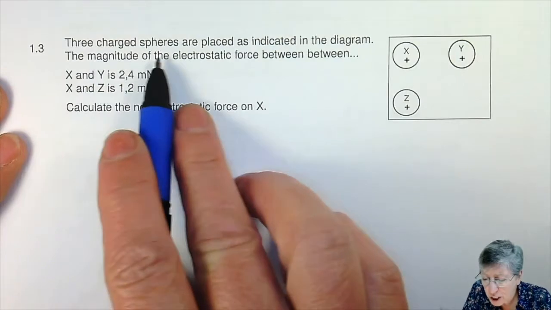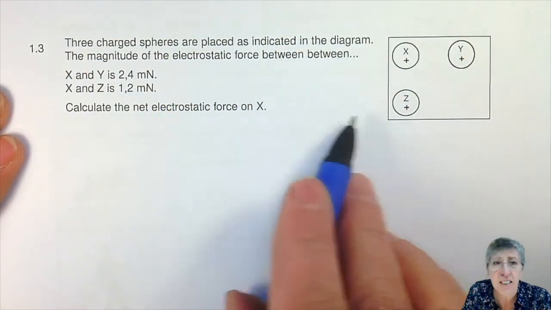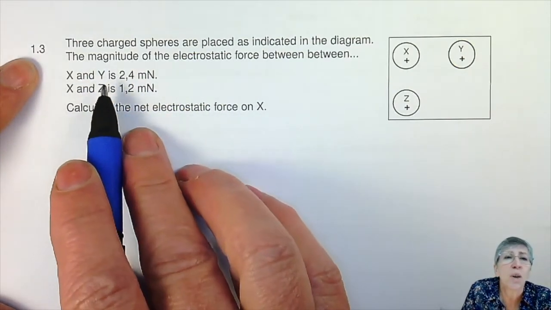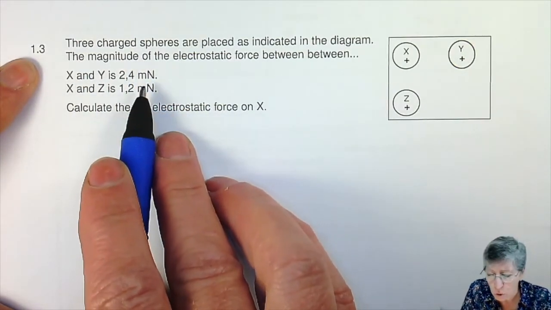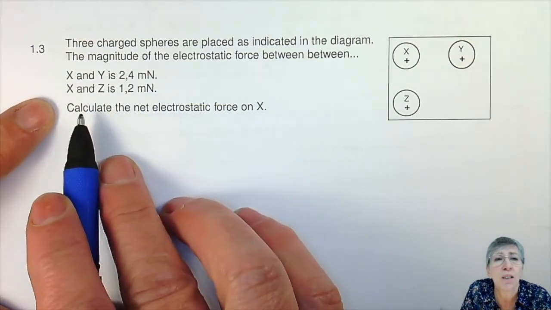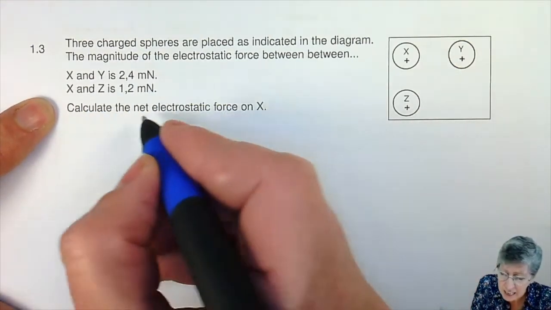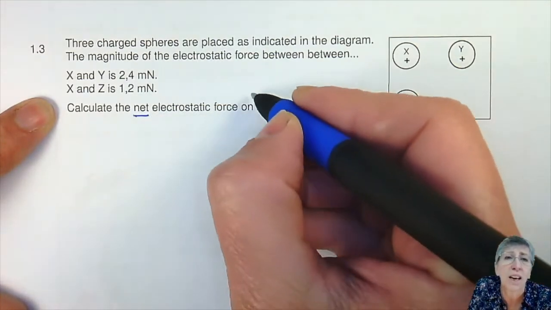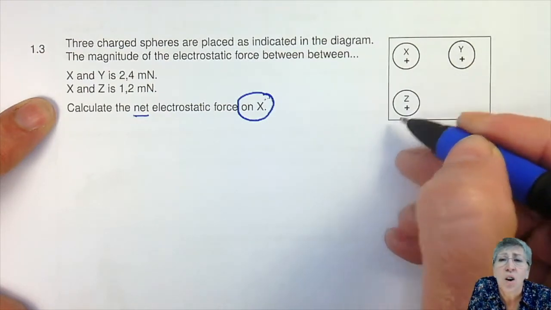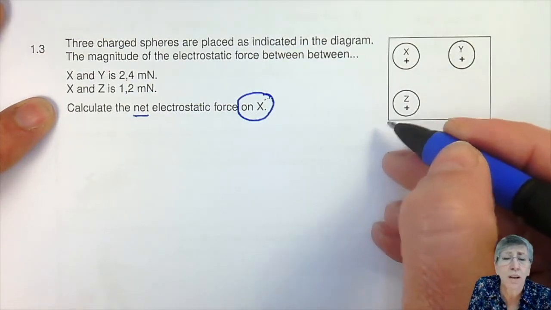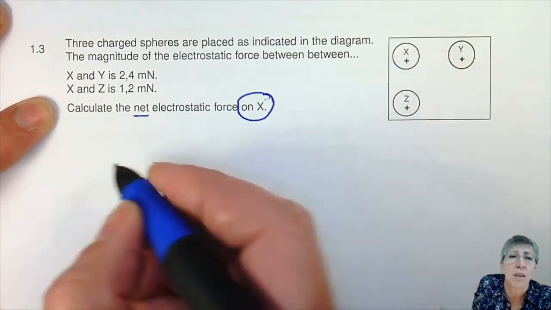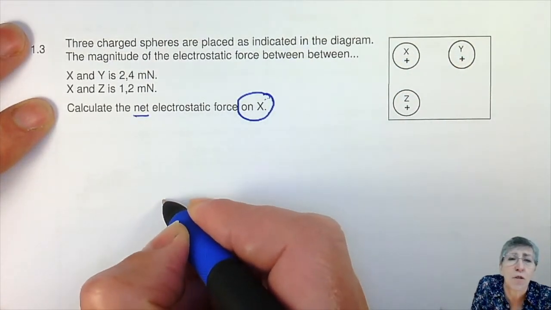Now here they tell you 3 charged spheres are placed as indicated in the diagram. The magnitude of the electrostatic force between x and y is 2,4 millinewtons. Between x and z, the magnitude is 1,2 millinewtons. And now they calculate the net electrostatic force, and now most important, on x. So the others are going to experience net forces as well, but we're not asked. We're only asked to work out the net force on x. So the question is, what does x feel?